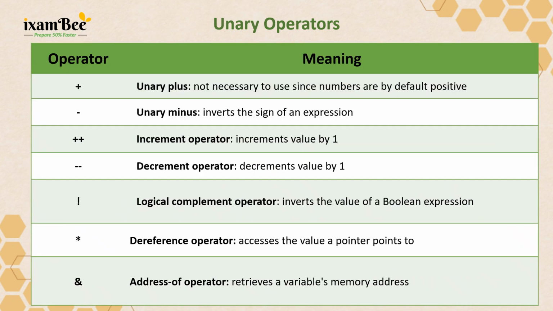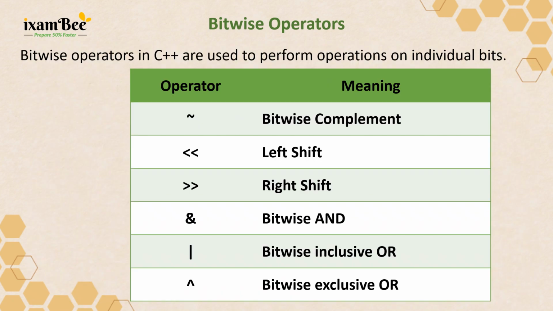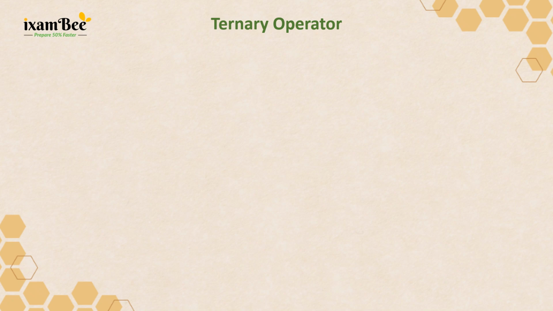C++ also has unary operators. It has the unary plus, the unary minus, the increment, the decrement operator, the logical complement operator, the dereference operator, and the address of operator as the unary operators. Unary operator takes only one operand for evaluation. The bitwise operators in C++ are used to perform operations on individual bits. So you could do the bitwise complement, left shift, right shift, bitwise AND, bitwise inclusive OR, bitwise exclusive OR in C++.